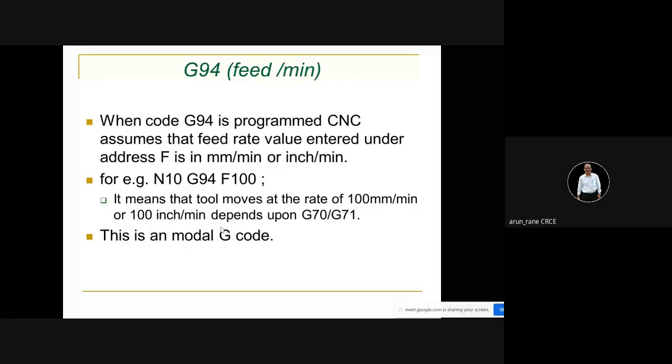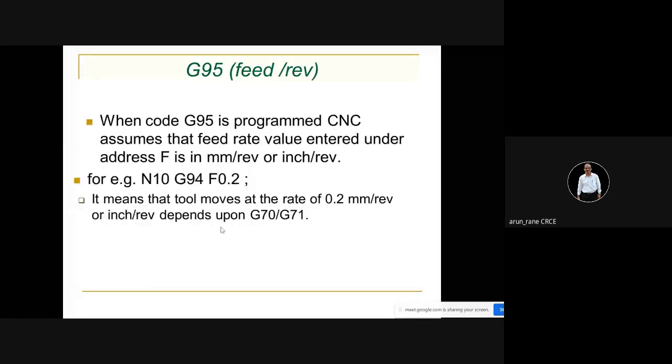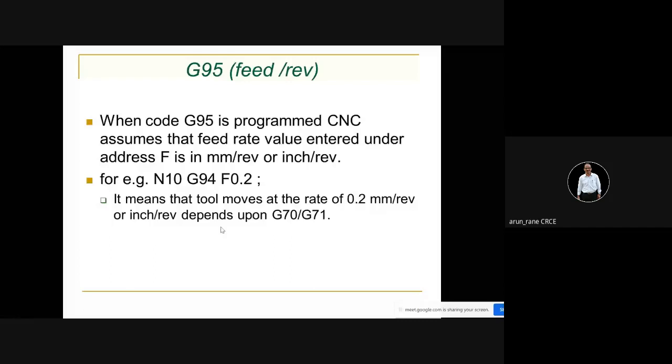And then G95 is nothing but feed per revolution. So here you have to multiply by RPM in order to get it per minute. Generally, in case of lathe machine we use per revolution, and in case of milling machine we use per minute. Again, this is also a modal code.